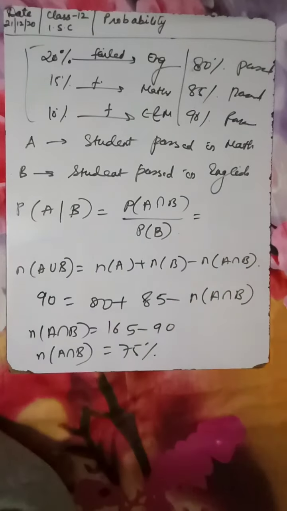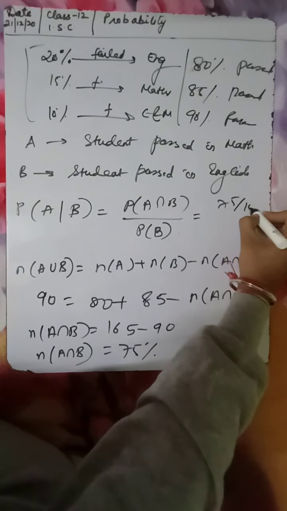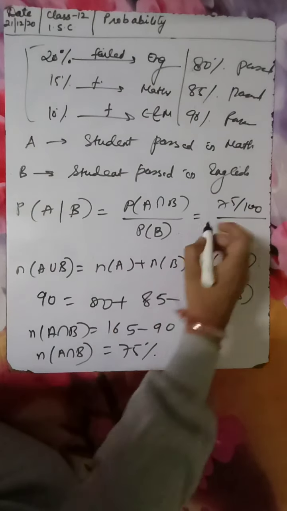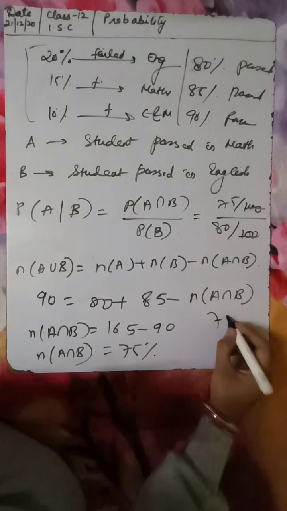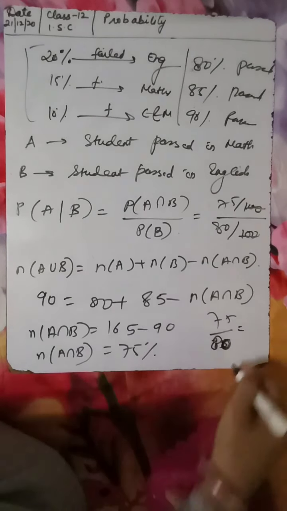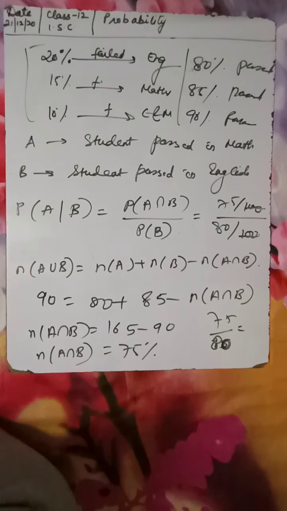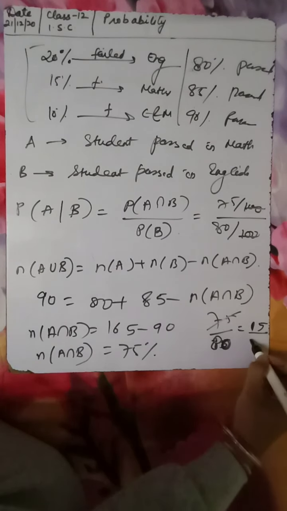So in this we can put P(A intersection B) as 75 by 100, and P(B) as 80 by 100. If you cancel 75 upon 80, you can cancel with 5, so 15 and 16. 15 by 16 will be the probability. Like this we have to do.